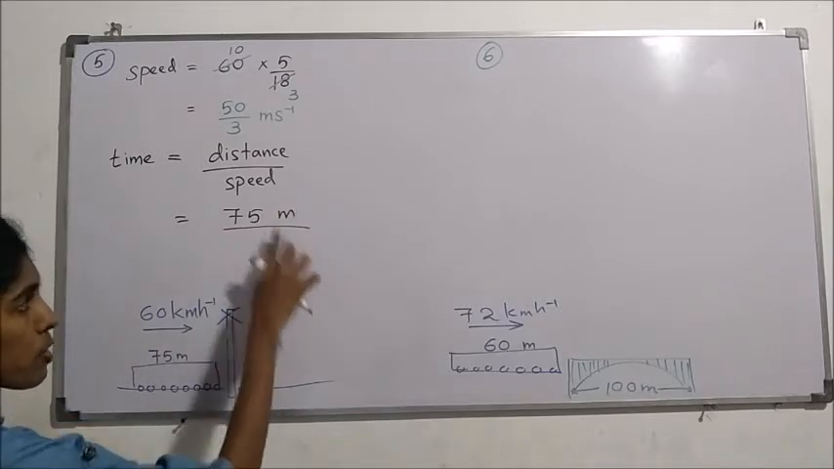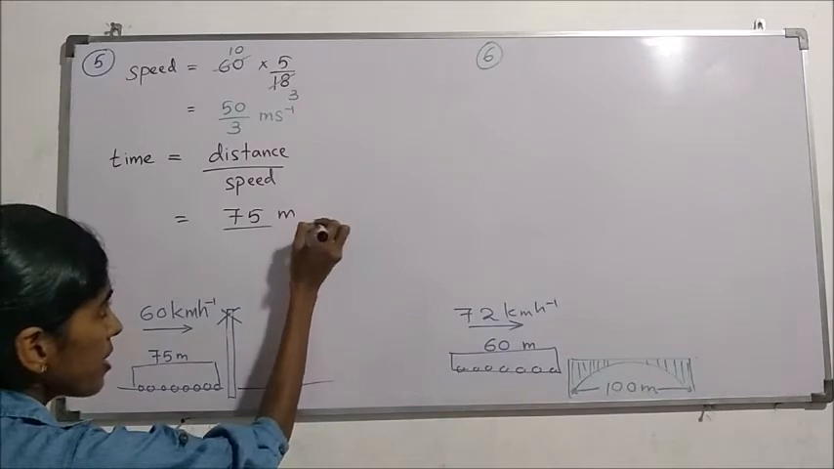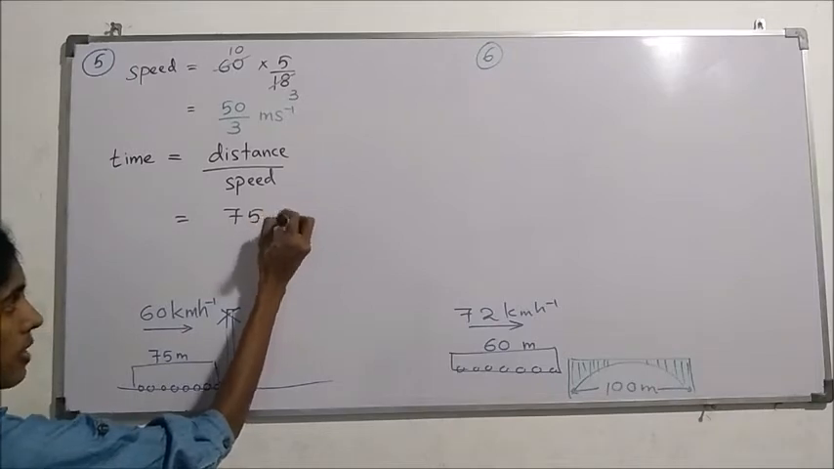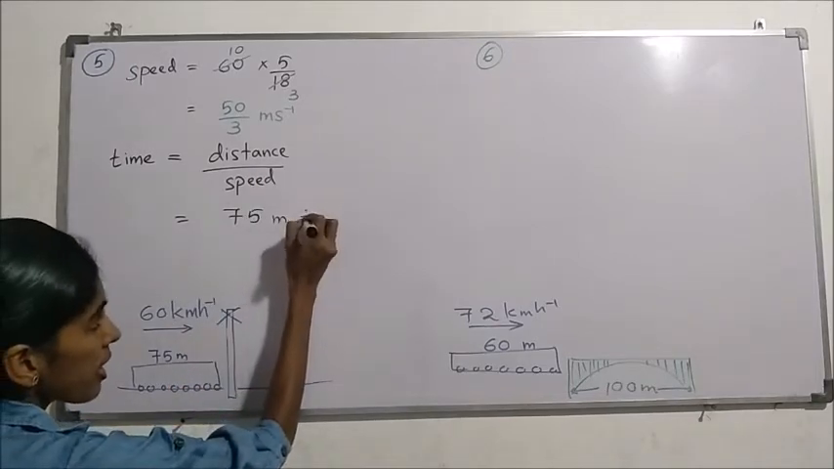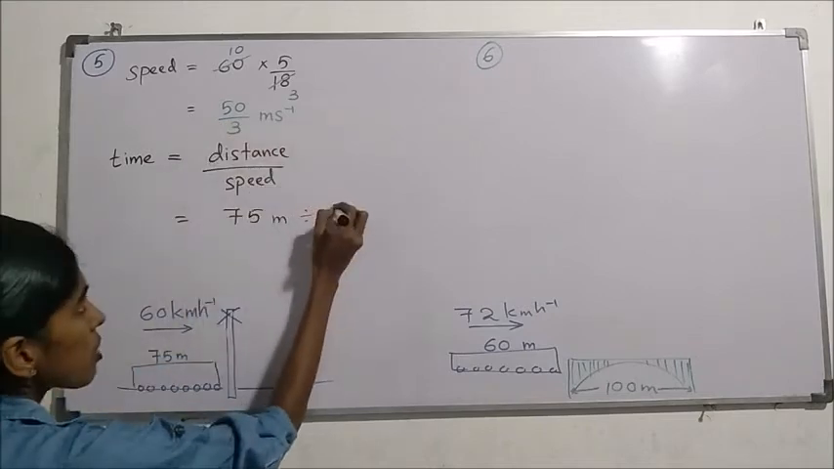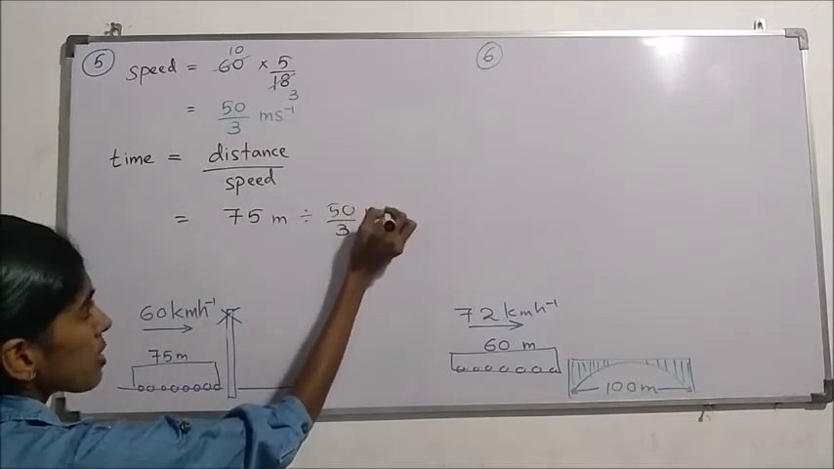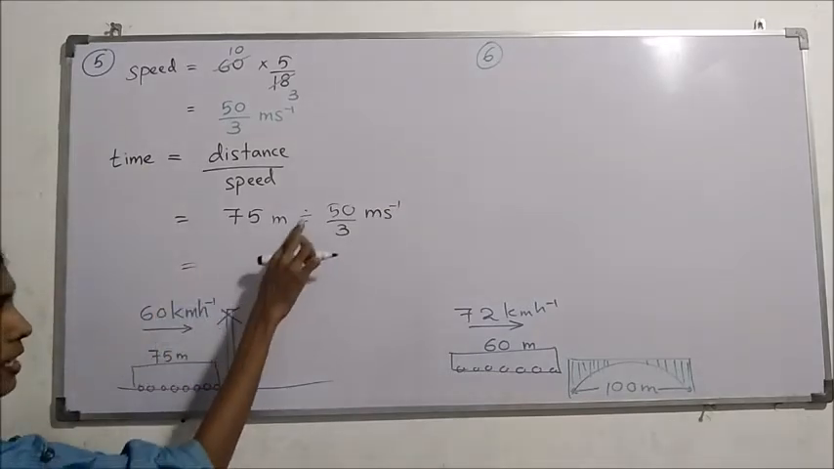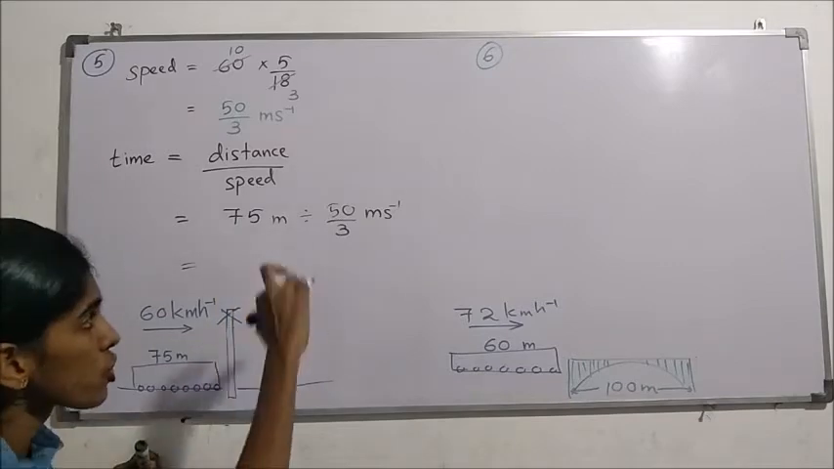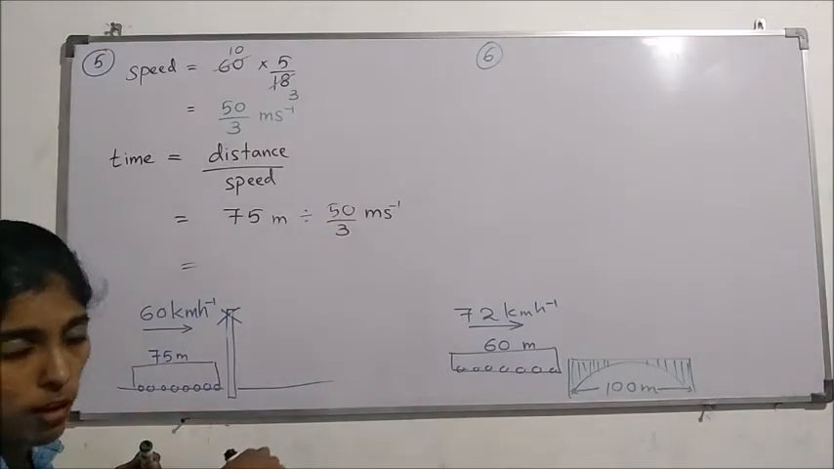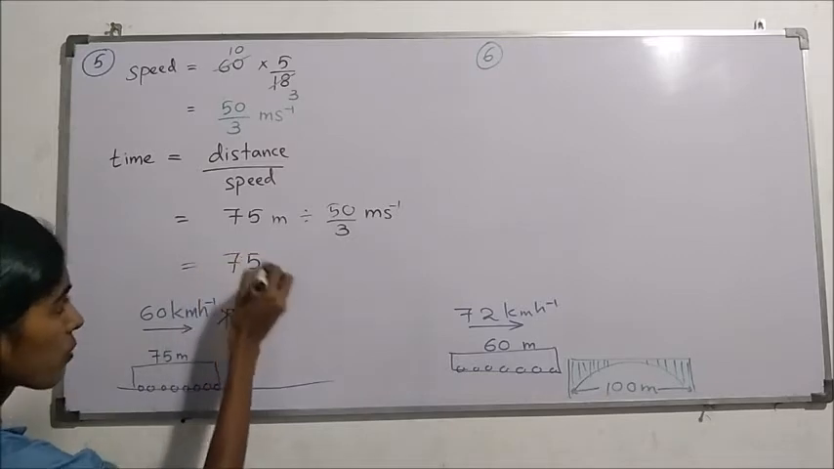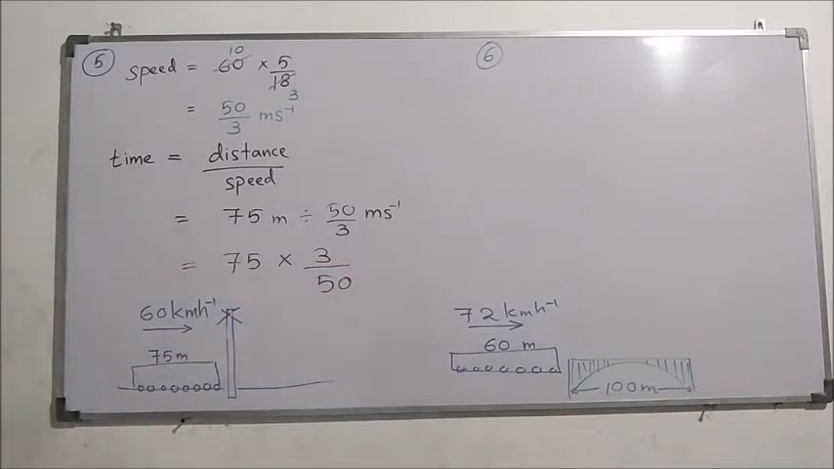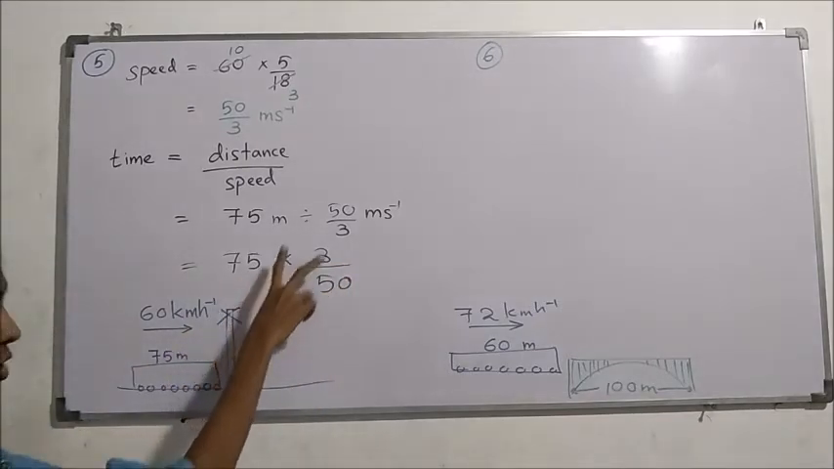If you are confused with that, you can divide the distance, 75 meters, by the speed. What is the speed? 50 over 3 ms minus 1, right? Now at this time we know that division can be written as a multiplication while you write the reciprocal of the next fraction. So 75 multiplied by 3 over 50. Now what will happen? You can simplify a little. I hope that you understood this.